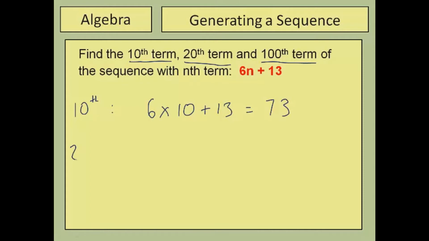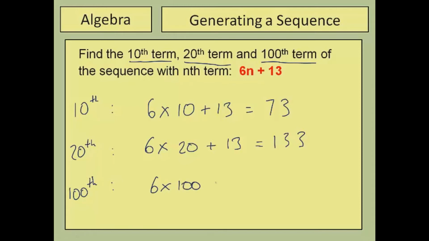If you wanted the 20th term, same idea, 6 times 20, plus 13, which comes out as 133. And you could even do the 100th term, 6 times 100 plus 13 equals 613. So rather than finding the first 5 terms, you also need to be able to find any term in the sequence.